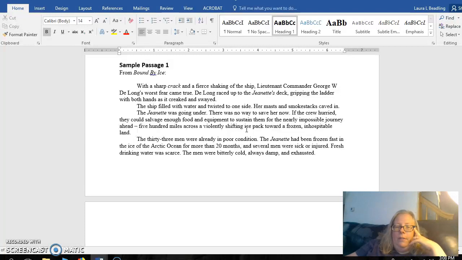With a sharp crack and a fierce shaking of the ship, Lieutenant Commander George W. DeLong's worst fear came true. DeLong raced up to the Jeannette's deck, gripping the ladder with both hands as it creaked and swayed. The ship filled with water and twisted to one side. Her masts and smokestacks caved in. The Jeannette was going under. There was no way to save her now.